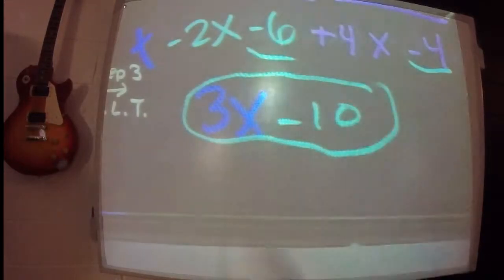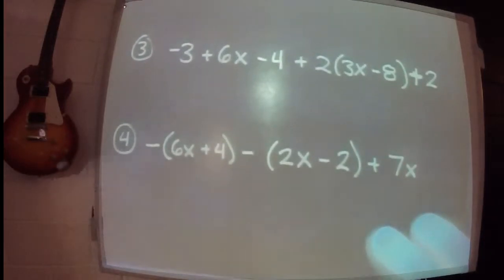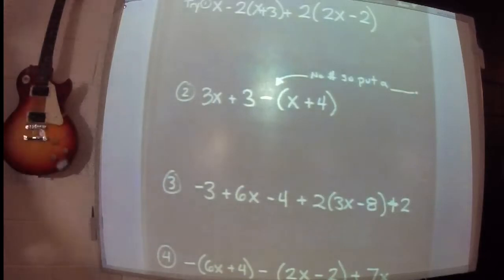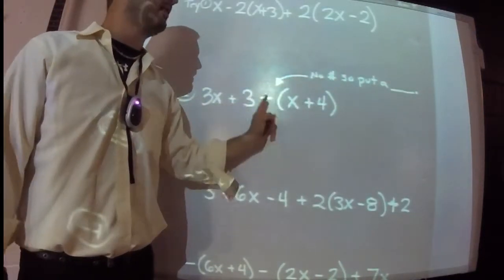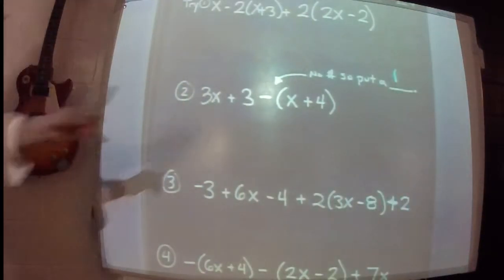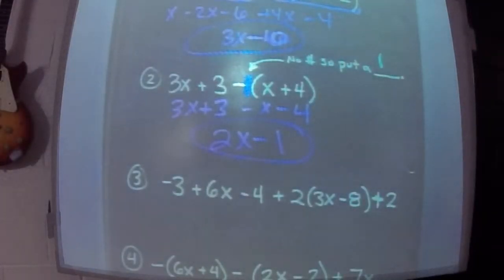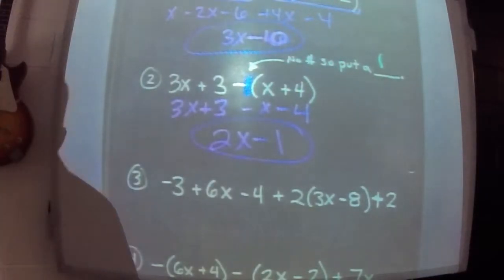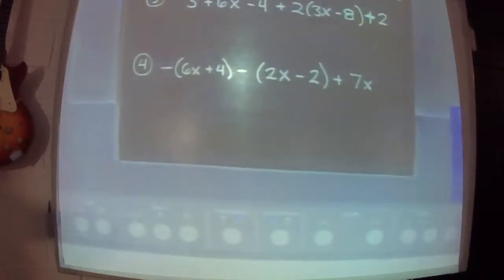Now on the back side, I've got a few that I want you to try. I'm going to give you a minute or two, actually more than a minute. Work each one of these out. Notice on number 2, I've put a little note. There's no number right here, so what do you need to put in? A 1. But when you go to distribute it, it is not a 1. What is it really? Negative 1. Overall, pretty good through the first two, 3x minus 10 and 2x minus 1. And this class is a little better than the last one on getting these last two.